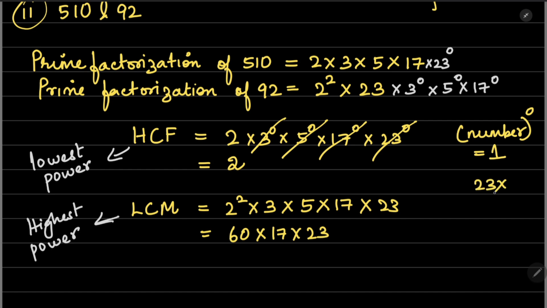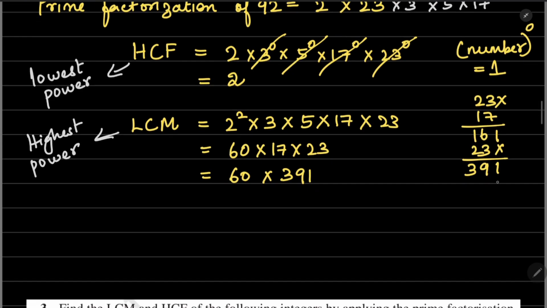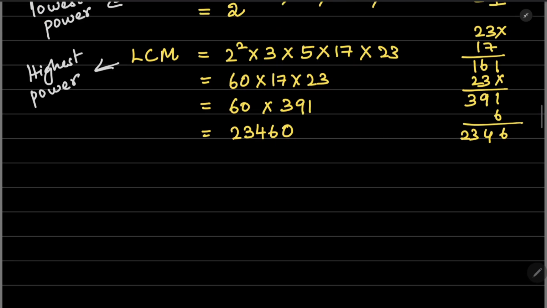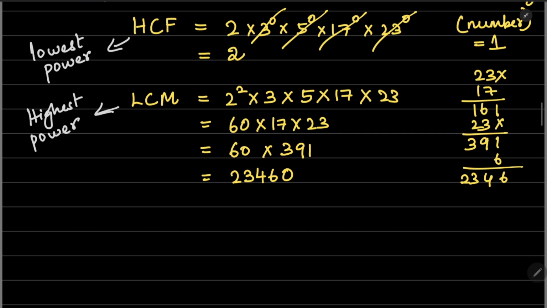So what is 23 multiplied by 17? 7 3s are 21. 1, 2, 14, 15, 16. And then 3, 2. So 1, 9 and 3. Okay, so it is 60 multiplied by 391. So let's multiply it. 6 1s are 6. 6 9s are 54. 4, 5. 19, 20, 21, 22, 23. So it is 2, 3, 4, 6 and I will add a 0 here. Okay, so this is your LCM and your HCF is 2.